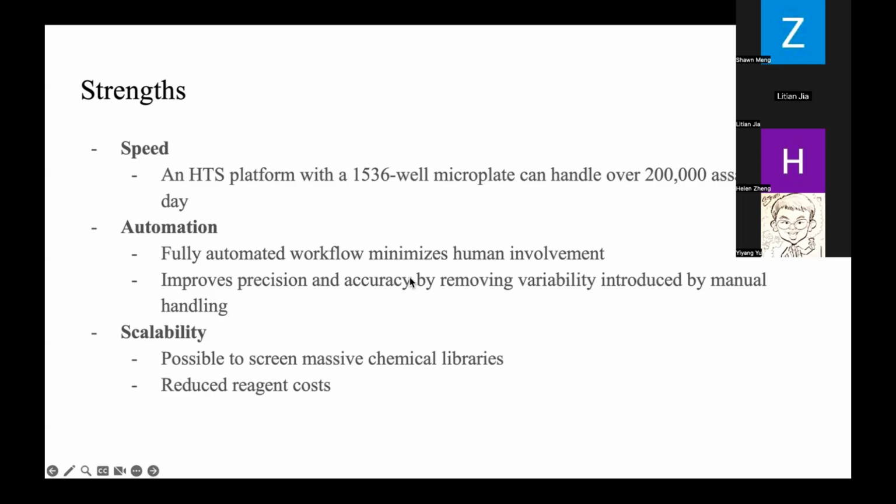The last strength that I mentioned here is scalability. Because it's possible to screen massive chemical libraries with an automated system, we can go a lot faster with the different chemicals involved. And there's also reduced reagent costs because you don't need that much per reagent. So overall, your costs will be lower.